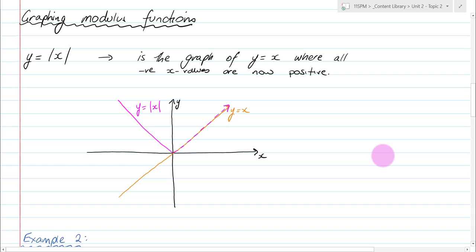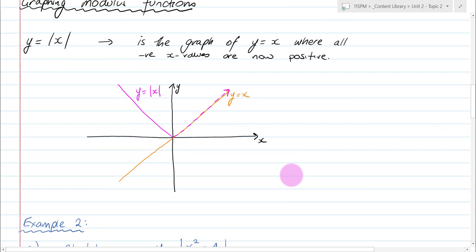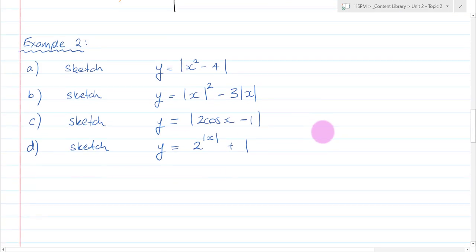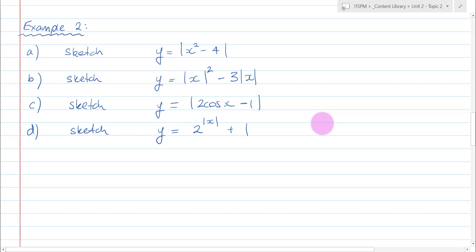So we could do y equals the modulus of x, minus 2, and that would shift the whole modulus function down. The minus 2 is at the end, it isn't inside the modulus, so it can still get negative values in a modulus function. So I've got another example here. Let's sketch a couple. Sketch the modulus of x squared minus 4, then the modulus of x squared minus 3 times the modulus of x, and then the modulus of 2 cos x minus 1, and then the modulus of 2 to the power of the modulus of x, plus 1.